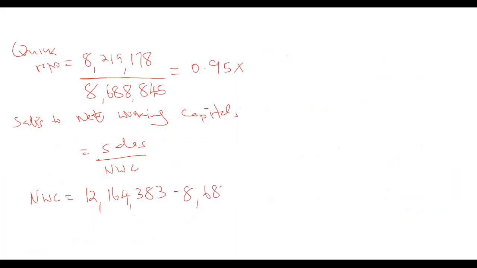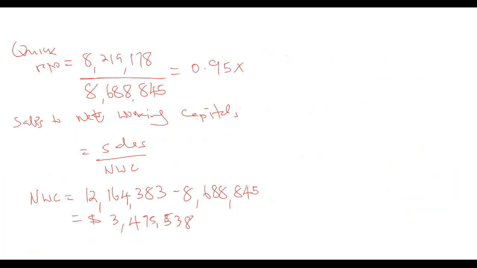Therefore, the company's net working capital position after the increment, as at 2015, gives us how much? The company's net working capital is 3,475,538.